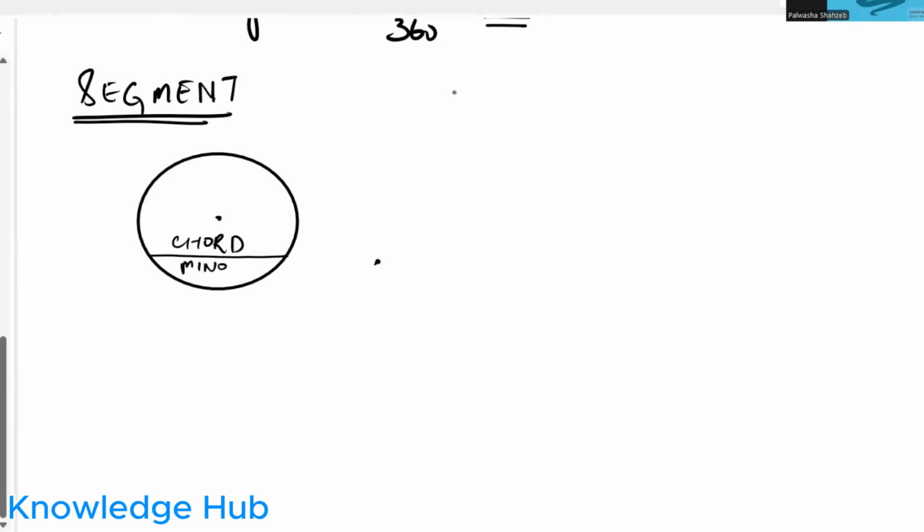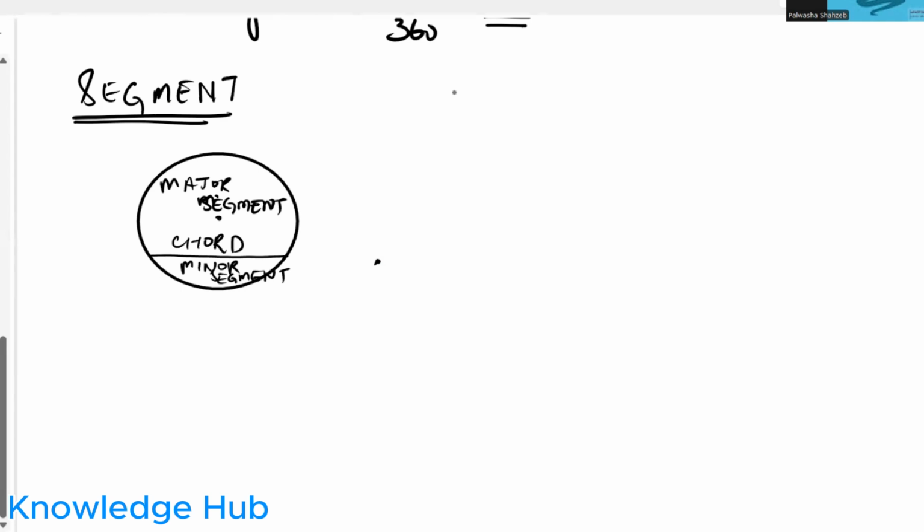This small one is known as the minor segment. And this is the major segment. Minor segment and major segment, like the minor sector and a major sector. But sector and segments are different. Sector and segments are different, right? So now we can find the area of the segments, minor segment and major segment.